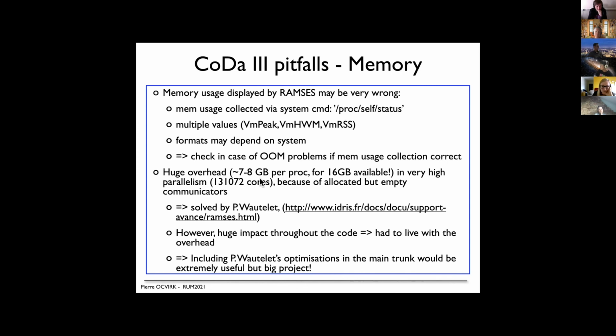The other big problem is that there's a huge overhead, which is due to the communicator structure. That's actually a known problem which was solved by Philippe Vautelet. However, there's a huge impact of these changes throughout the code, and it's not part of the main trunk currently, which is a bit sad. Porting these changes to the main trunk is a huge undertaking. It would be great to do that, but I don't know if we have the manpower or the will, the motivation to do that. I think it's really important, because if you want to do really high parallelism, it's kind of necessary.